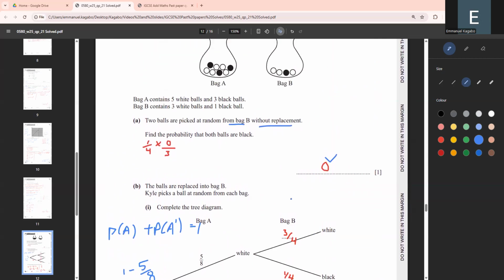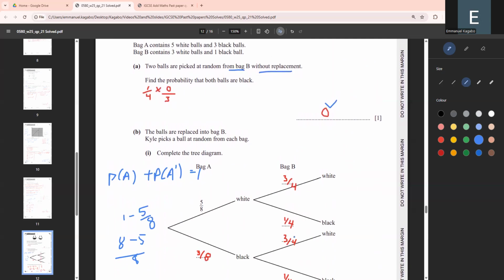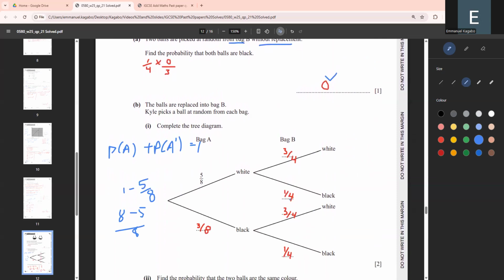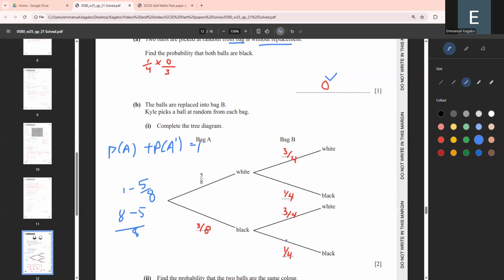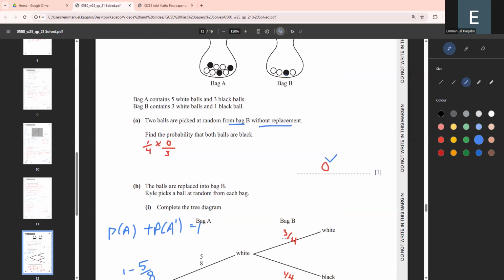How many white balls in bag B? There are 3, and the total is 4. That's why I have 3 over 4. And here I'll get 1 over 4. Then this one, it will be 3 over 4. Okay? I hope you understand. Because here we are picking black in bag A. How many white balls are in bag B? There are 3. That's why 3 over 4 here. And this is 1. I mean, they should give you 1. Also, you check this is 1.